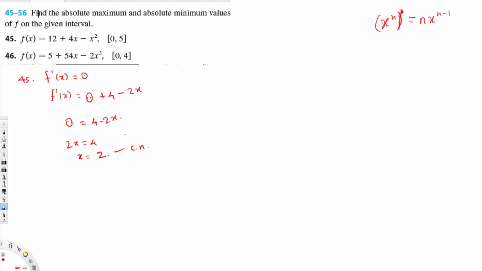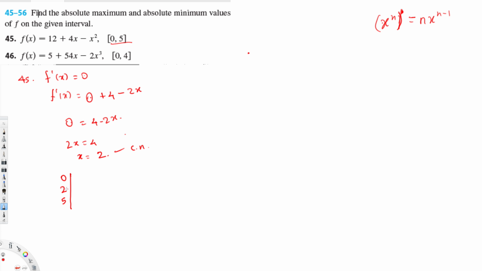Now I have to find the absolute minimum and maximum values. What I have to do is check the f of x value at the critical numbers and the endpoints. These are the two endpoints. I have to check all of them and see which value is highest and which is lowest. The highest value gives us the absolute maximum, and the lowest value gives us the absolute minimum. So let's list all the numbers here, ordered from lowest to highest: 0, 2, 5.